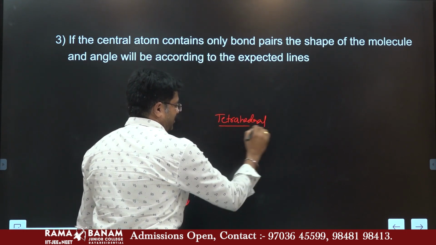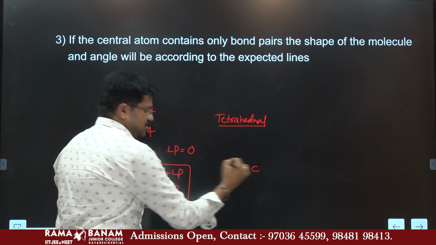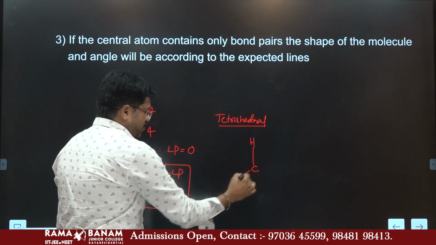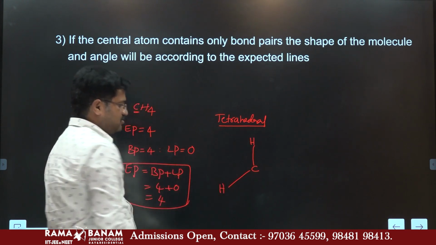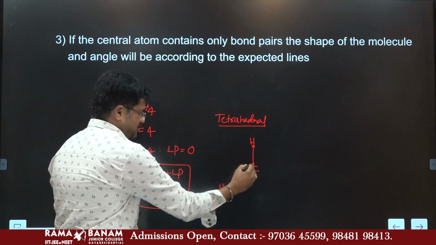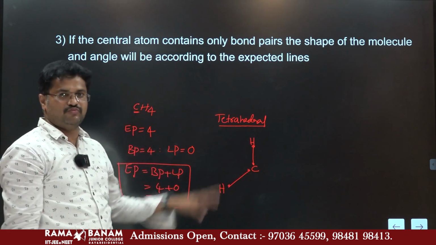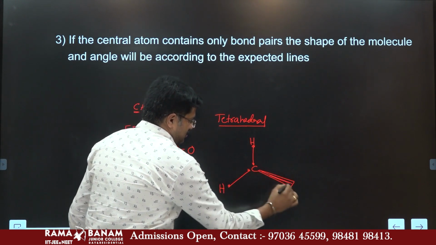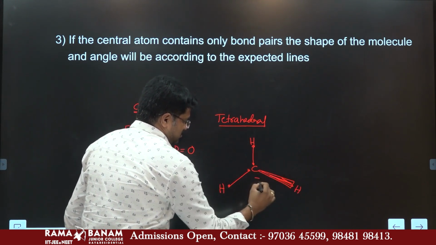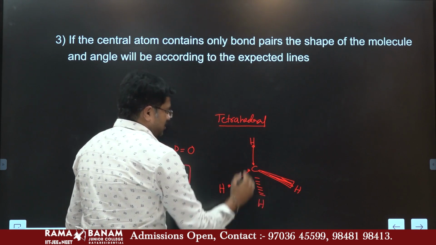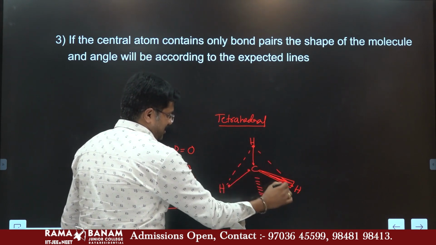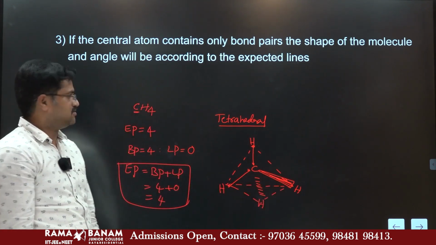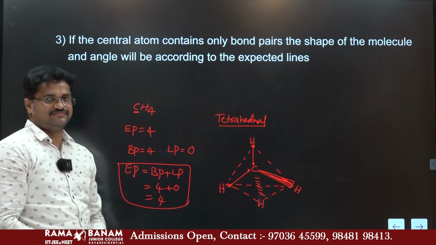So, tetrahedral geometry. Suppose carbon acts as the central atom. Tetra means 4: out of 4 bonds, 2 bonds are in the plane, one is in front of the plane, and another one is behind the plane. The geometry of the molecule is tetrahedral. So these are the expected lines.